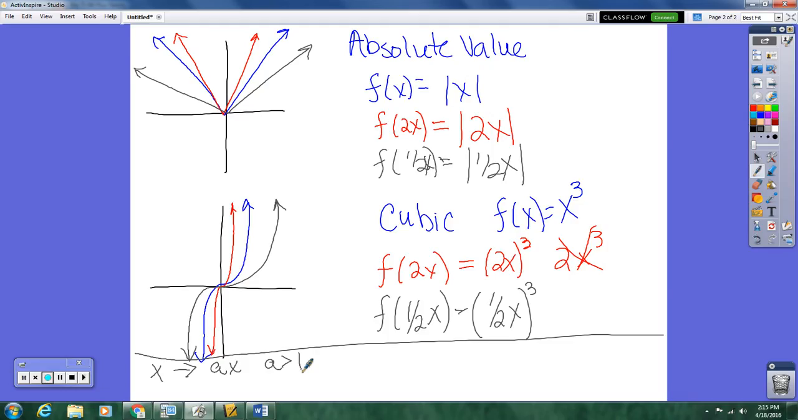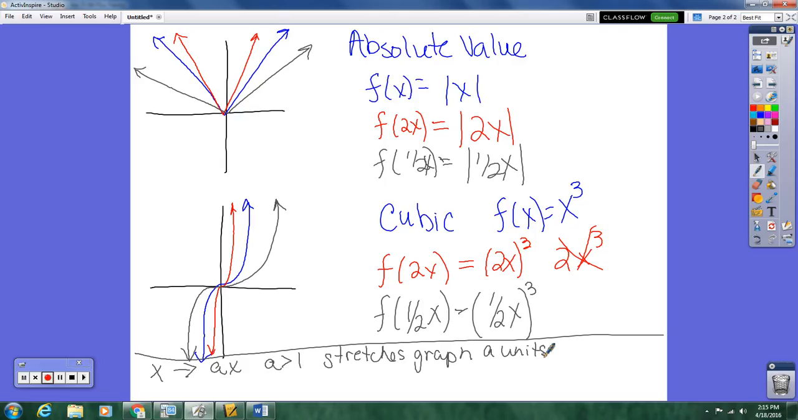You've got to generalize it. You can't say a number. You're trying to generalize for everything. So it stretches the graph A units. Whatever A is, we don't know what it is. But no matter what that number is, it's going to stretch it by that number, by that factor.